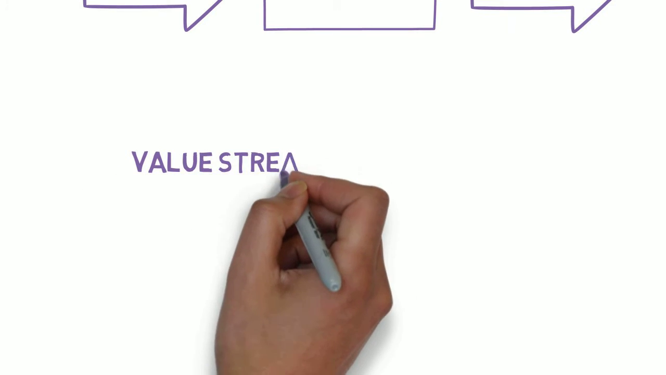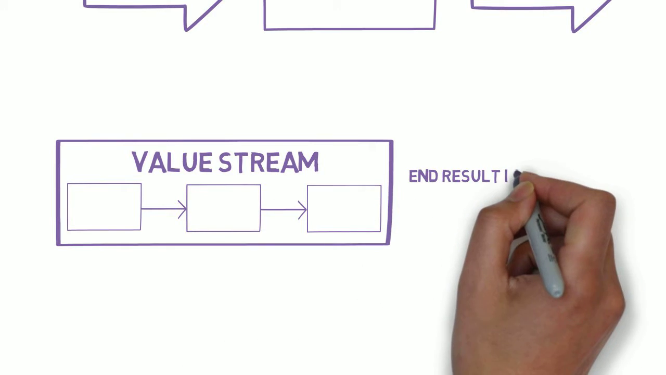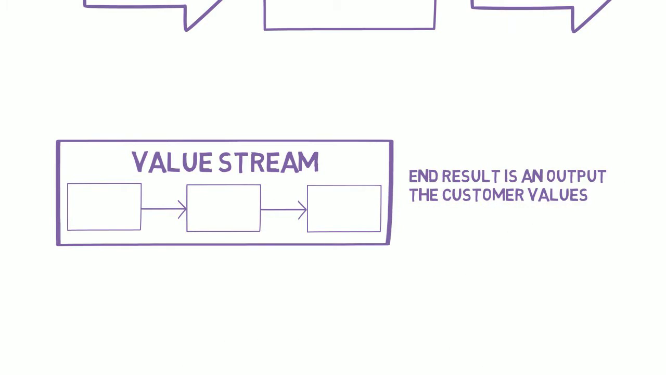A value stream aligns the key macro-level steps or processes to deliver the output that a customer values. These customers are usually external, but in some cases, such as staffing, they can be internal.